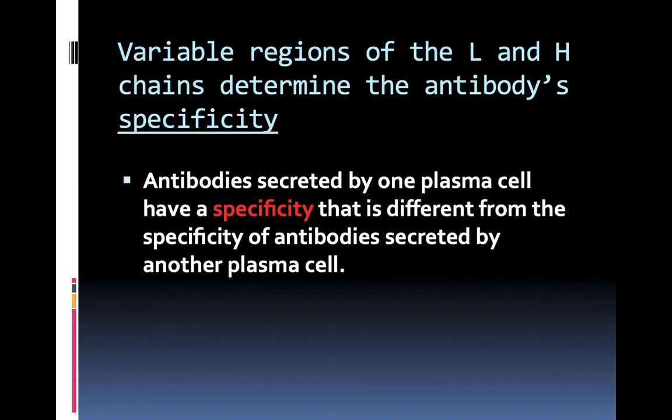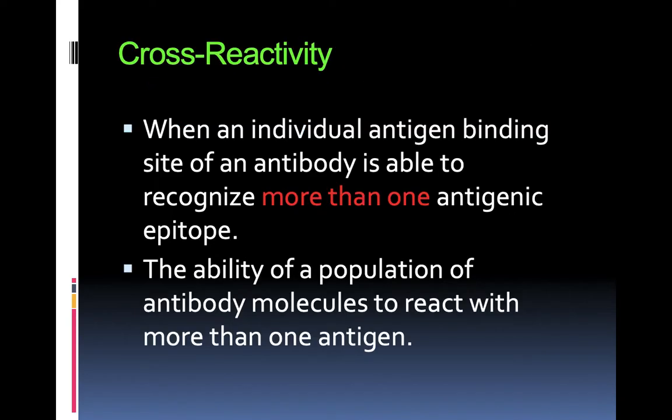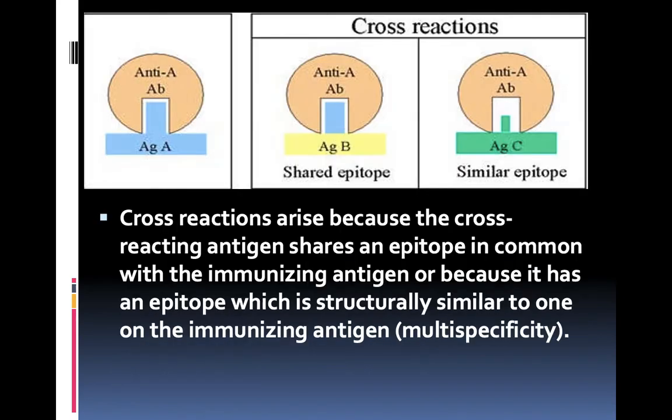Okay, so we're back now. As I mentioned, specificity and binding is an entirely different story. Although we have the specificity of antibodies and antigens, we also have to remember the phenomenon of cross-reactivity, which happens when an individual antigen binding site of an antibody is able to recognize more than one antigenic epitope. Let's illustrate this phenomenon of cross-reactivity with the following photos.